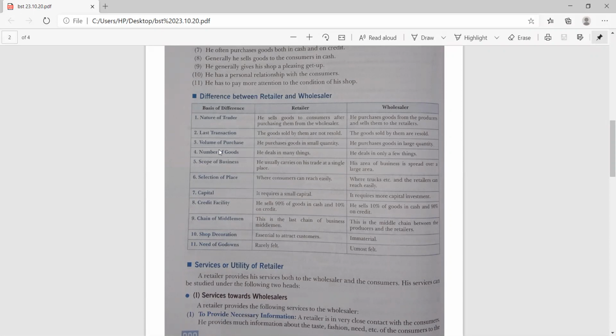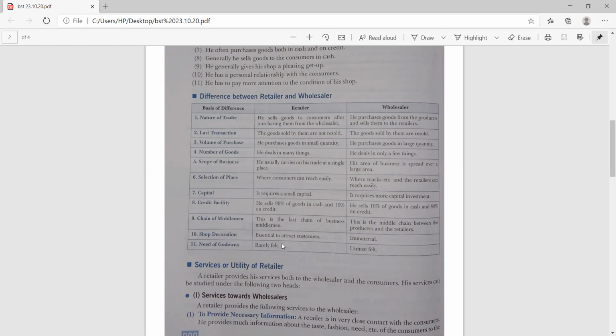The bases of difference mean we have to differentiate on the basis of nature, volume of last transaction, number of goods, scope of business, selection of place, capital, credit facility, chain of middlemen, shop decoration, and need of godown. You have to learn to distinguish always on the basis. Without a basis, don't learn any distinction.